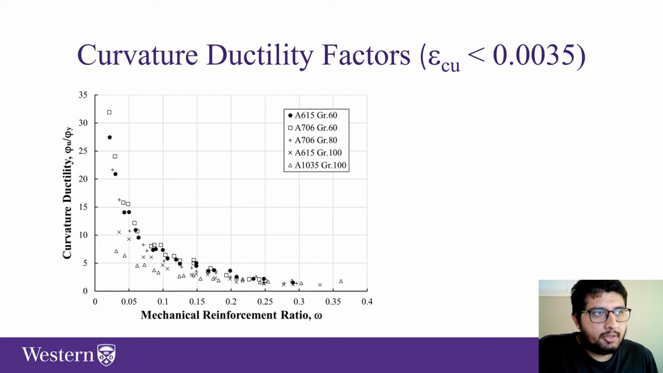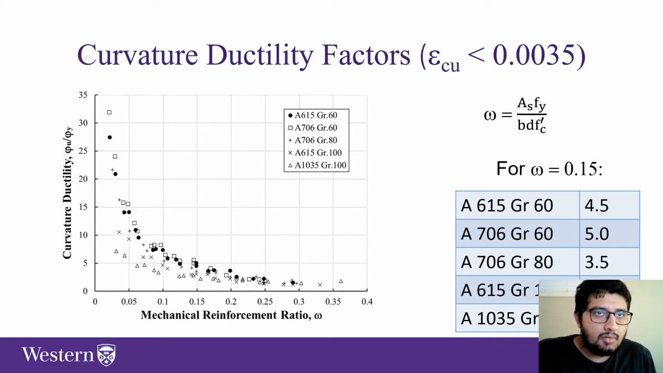So this figure is showing the variation in the curvature ductility ratios on the vertical axis with mechanical reinforcement ratio on the horizontal axis. And just looking at this figure, we can conclude that curvature ductility is approximately inversely proportional to mechanical reinforcement ratio. And for a mechanical reinforcement ratio of 0.15, we get the largest curvature ductility ratio in A706 grade 60. And high strength reinforcements, which include A1035 grade 100 and A615 grade 100, show the smallest curvature ductility ratio.